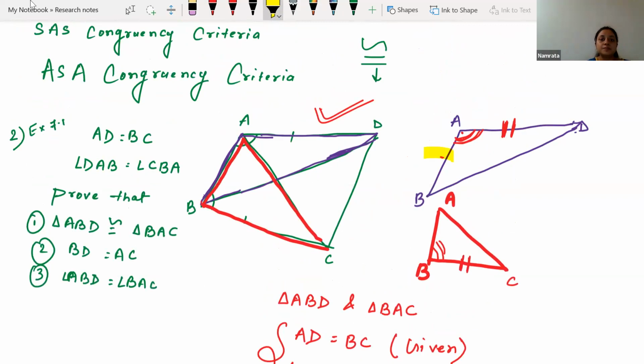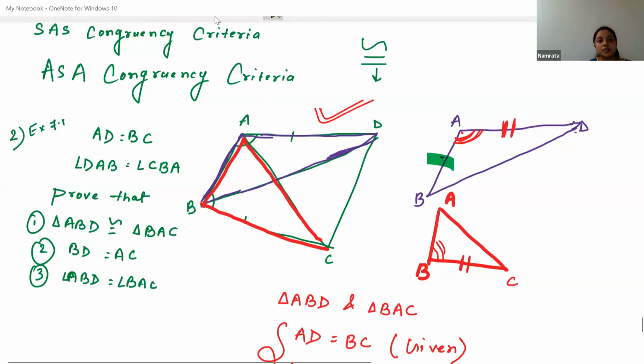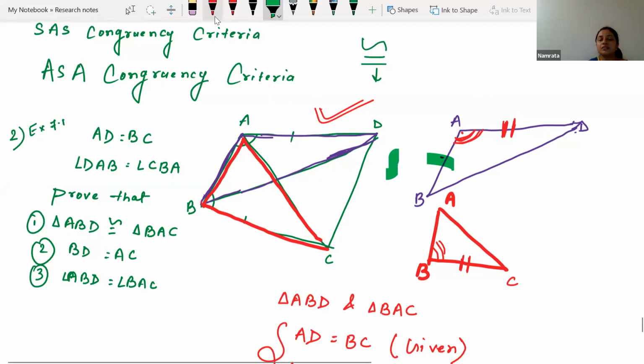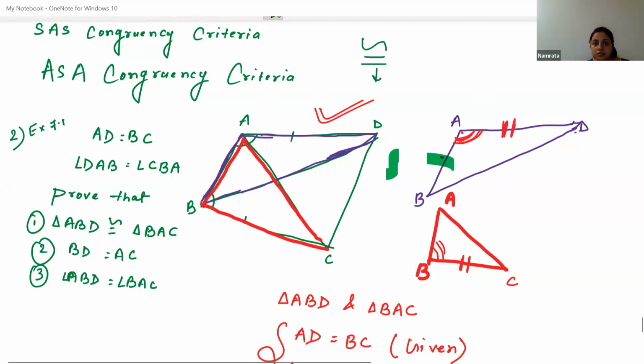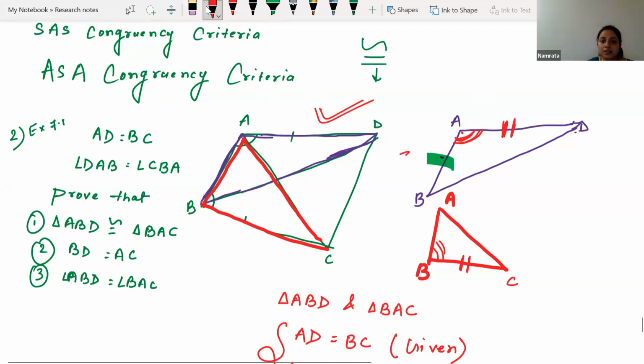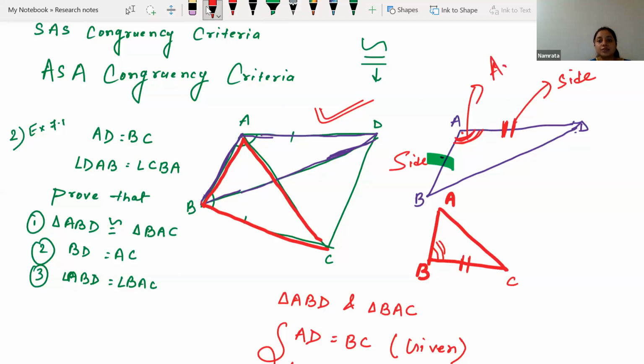Here I have used side AB. The green one I have used, that is a side. Let me write it over here so that it will give you clarity. This side we have used. This side we have used. This side also we have used while showing same or whatever. This angle we have used.